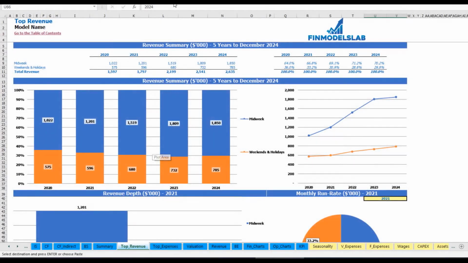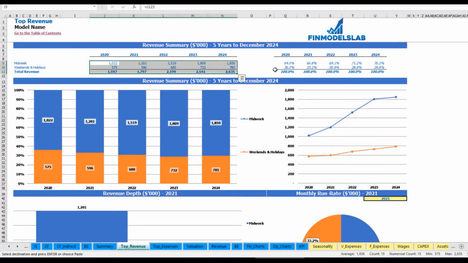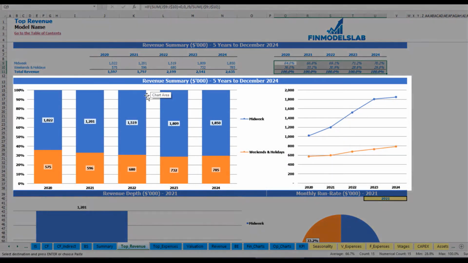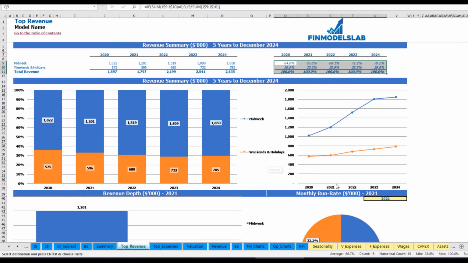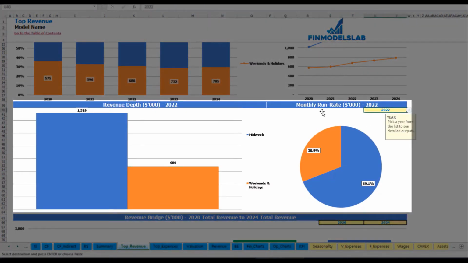You may see the revenue summary for the main revenue streams, broken down by years as absolute values and as a percentage breakdown. The same information is reported in here on the charts. Also, you are able to select specific year and to see the monthly run rate and revenue depth for these revenue streams.